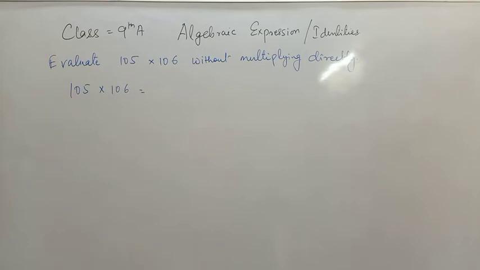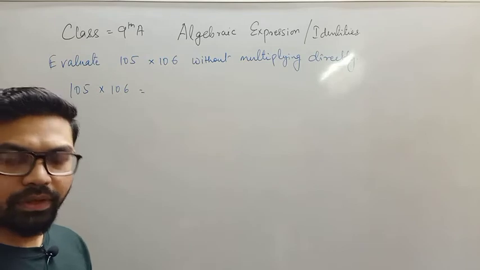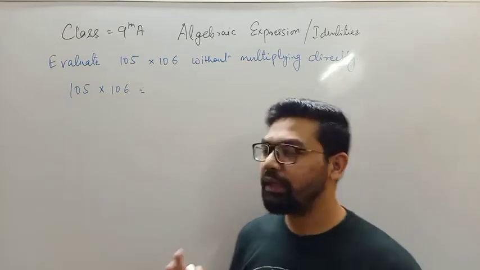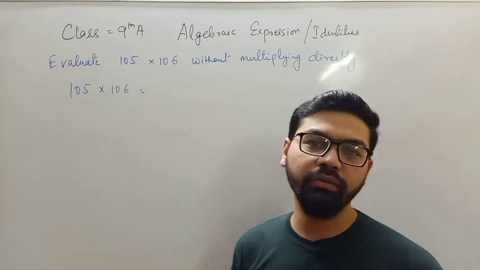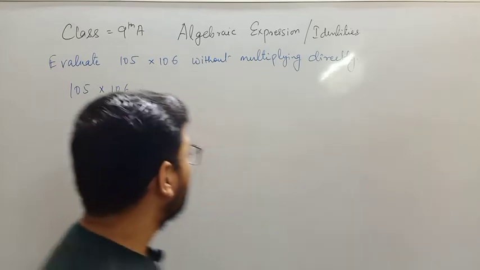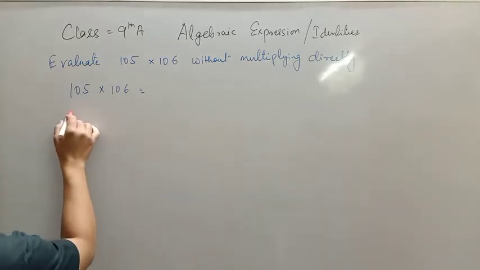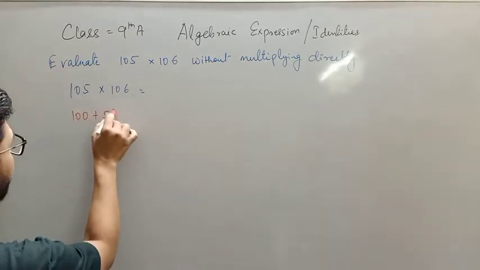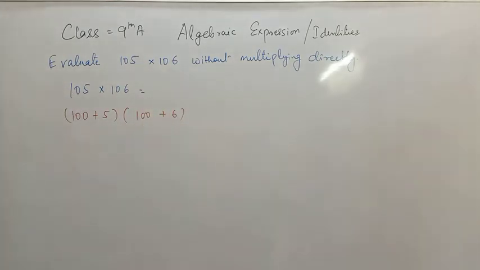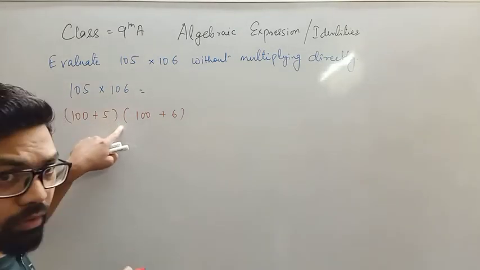Now how to apply identity fourth while multiplying two numbers. In simple words, I can say that identity 4 is very much important when you multiply two numbers like this. Now, how you can split 105 and 106 like this? I can write 100 plus 5 and I can write 100 plus 6. Now I have just converted these two numbers in the form of identity 4.